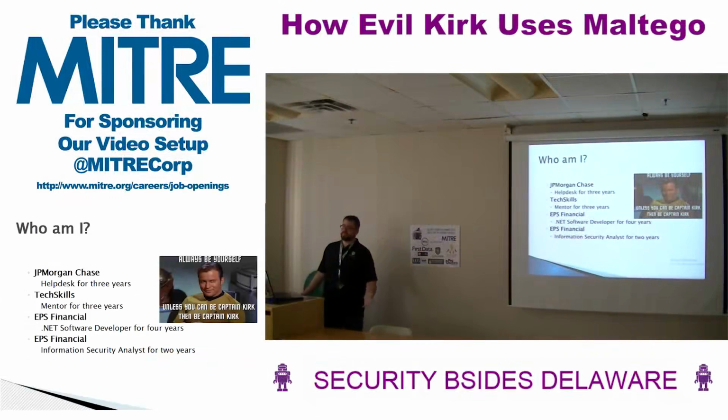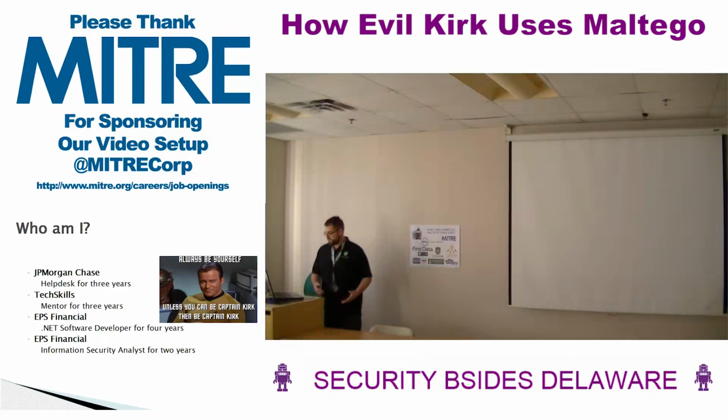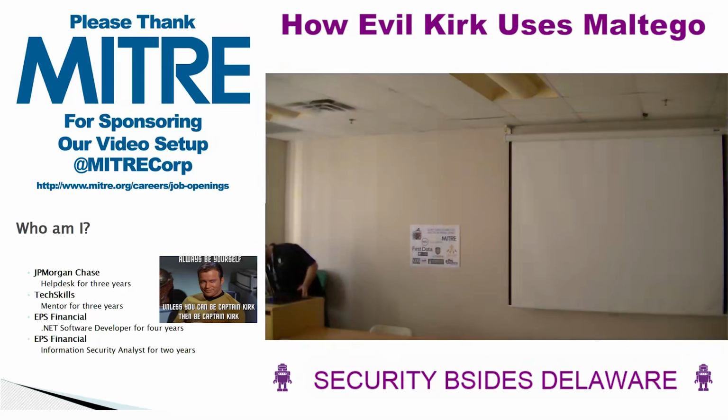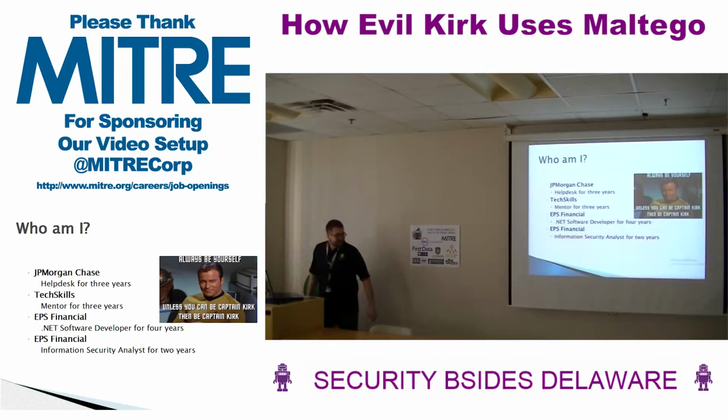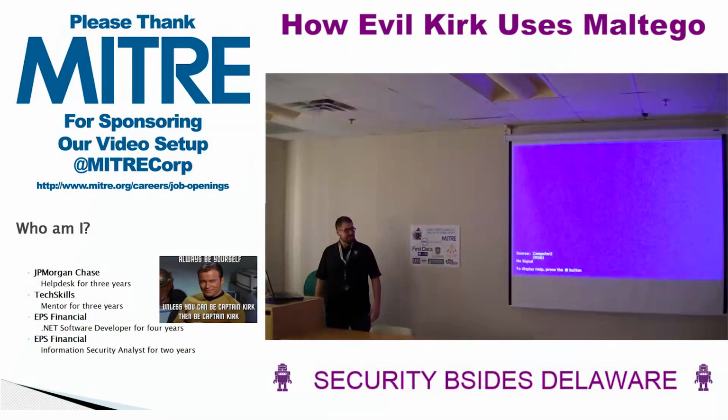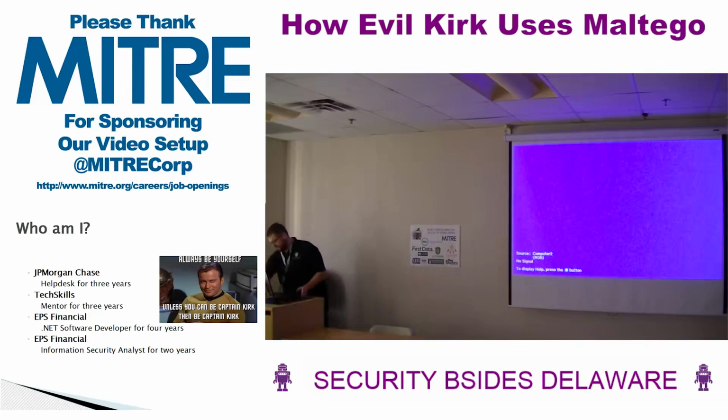Who am I? My name is Robert McMahon. I started off in the IT industry and help desk like many people. Worked at JPMorgan Chase for 3 years, helping people turn on and off printers. And then I got picked up to be a mentor at Tech Skills, which is a trade school, so I helped a lot of people get IT certifications.